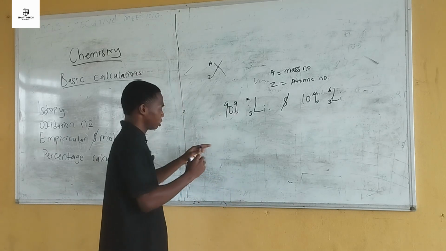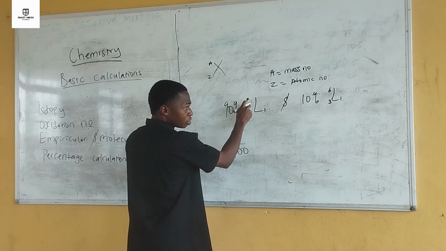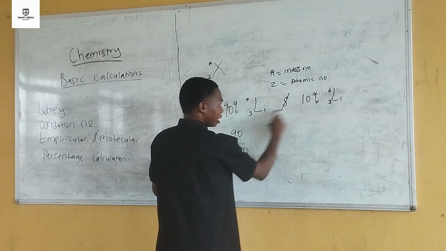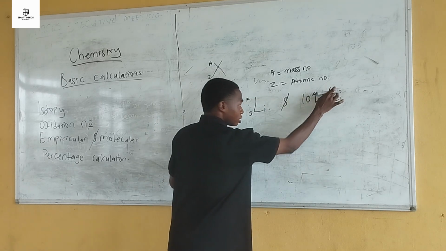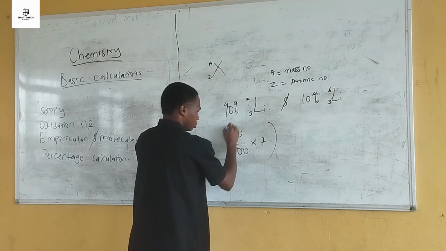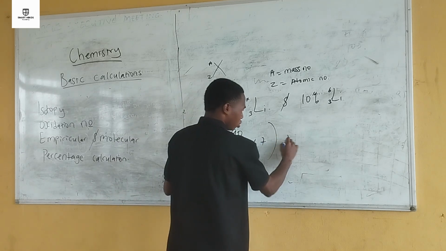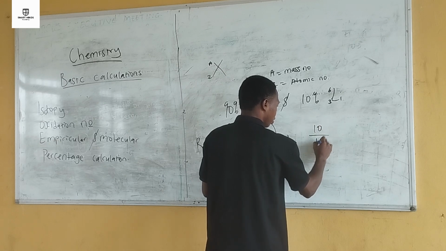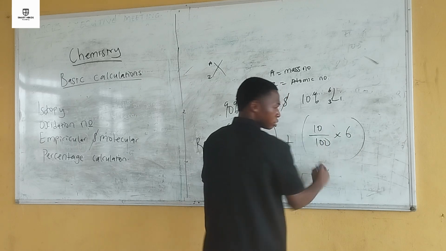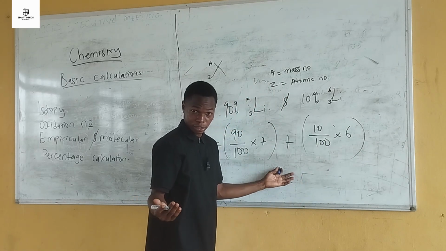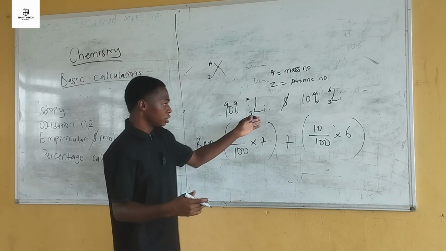Whenever you see a percentage, just do 90/100 times the mass number. What is the difference between this lithium and this lithium? This one is 7 and this one is 6. So times 7. Plus this one is 10/100 times 6. You understand? So what we are looking for is the relative atomic mass of lithium.